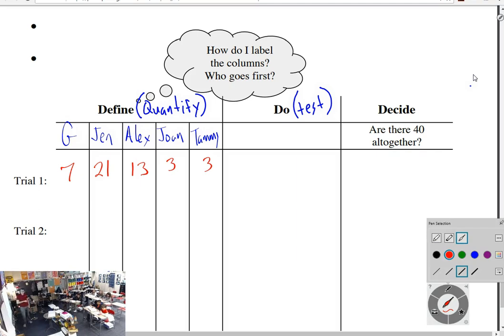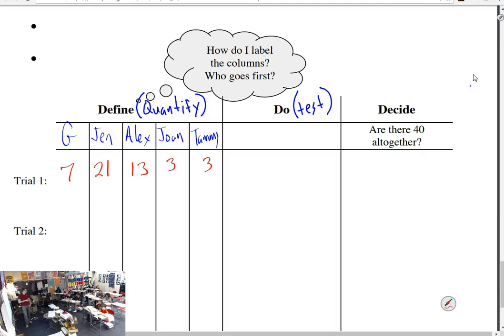And then Grace was just G. Let's see, 20, 41. I'm already over 40. So if I try to do this and add them up, I'm going to be over 40. So we're too high since we're over.